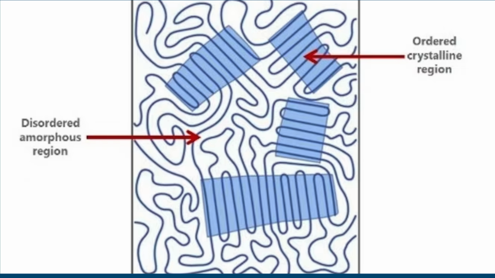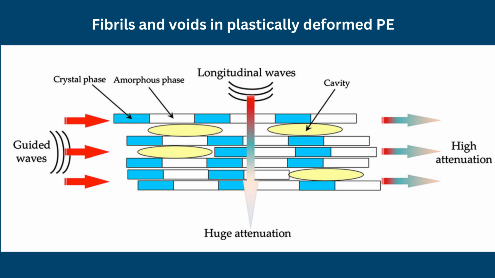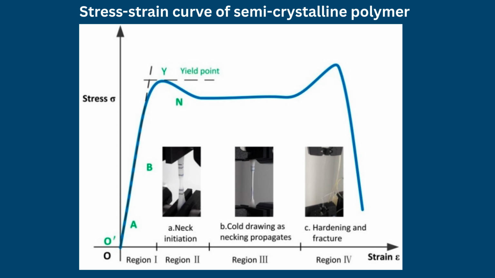Modern SAXS/WAXS, PALS, microscopy, and molecular simulations are increasingly revealing how nanoscale free volume evolution and lamellar reorganization translate into macroscopic mechanical behavior. These insights provide a foundation for designing semicrystalline polymers that simultaneously achieve high strength, toughness, processability, and durability.